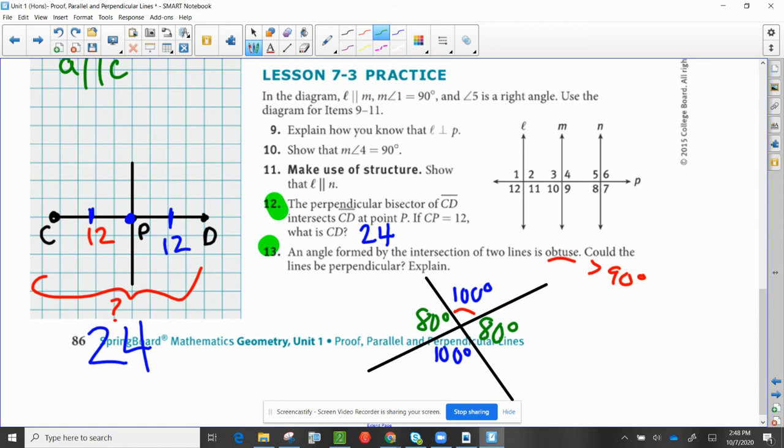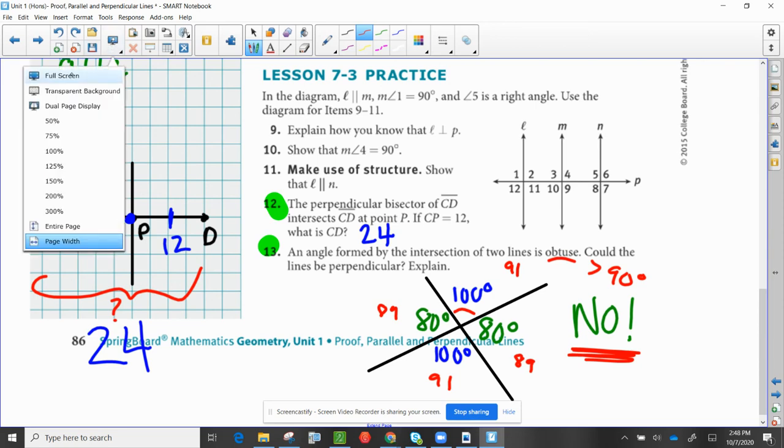So if it intersects at an obtuse angle, can we get perpendicular lines on any of those? Well, no. Okay. There's no way that we're going to get a 90-degree angle here if one of those angles is obtuse. Even if this was like 91 degrees, still couldn't do it, right? Because we'd have 91, 91, 89, and 89. Okay, so still no 90 degrees there. So final answer here is no. We cannot say that any of those lines are perpendicular. There's no way we would get a 90-degree angle.